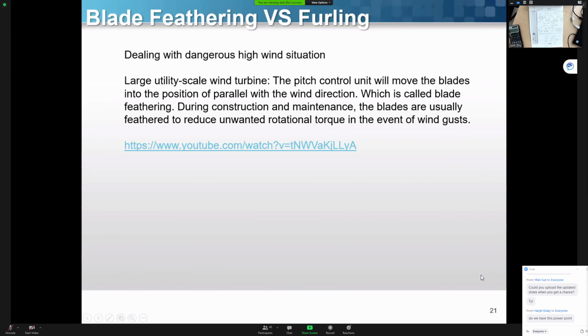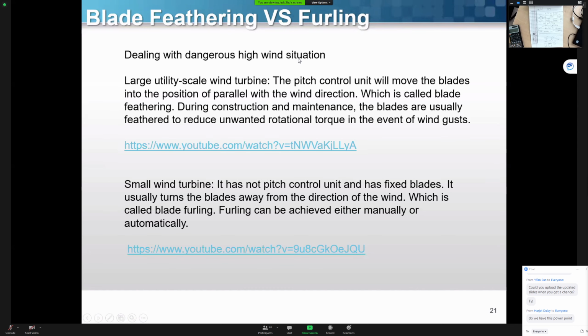Okay, another one is in your online quiz. They're talking about one called furling, and another one we call feathering. Feathering is for the large size wind turbine, and the large size wind turbine has blade pitch control, so they can move the blade to a different angle to face the wind. But the smaller wind turbine doesn't have pitch control, so the blade is fixed down there.